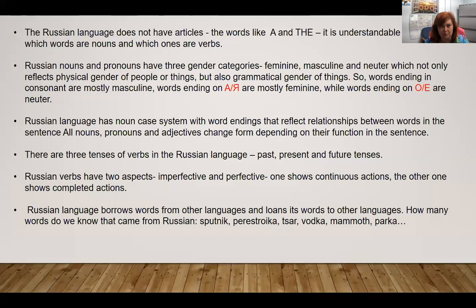Russian nouns, pronouns, and adjectives have 3 gender categories. That's similar to other European languages like Spanish and German. Spanish has 2 gender categories, feminine and masculine. Those who took Spanish remember that, right?